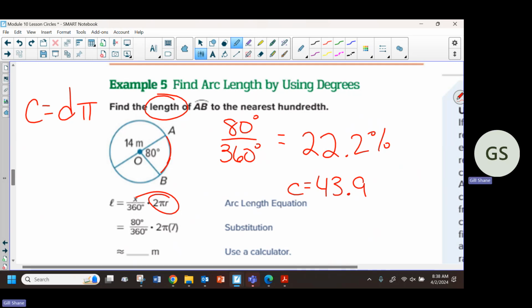So I need to know what 22.2% of means: multiply the entire circumference. So that's the entire circumference, and I only want 22.2% of that. We multiply them together. Again, you can do 0.22222 times 43.9 or use the percentage button. But the key is to understand I should get about 1/4 of that number. If I don't get about 1/4 of that number, I did something wrong with my decimal.